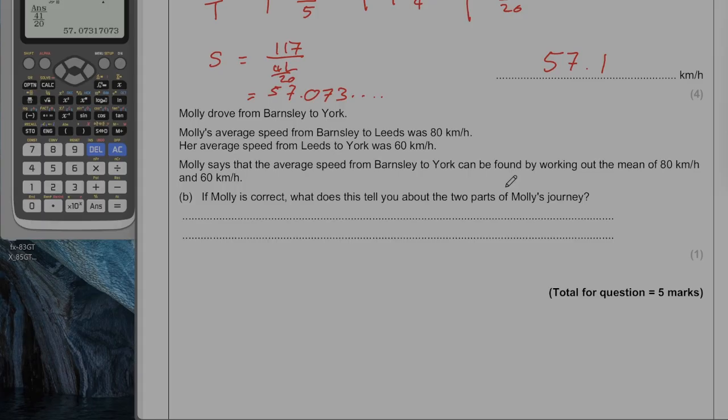Right, Molly drove from Barnsley to York. Molly's average speed from Barnsley to York was 80 kilometers per hour. Her average speed from Leeds to York was 60 kilometers per hour. Molly says that the average speed from Barnsley to York can be found by working out the mean of 60 and 80 and 60. If Molly is correct, what does that tell you about the two parts of Molly's journey?